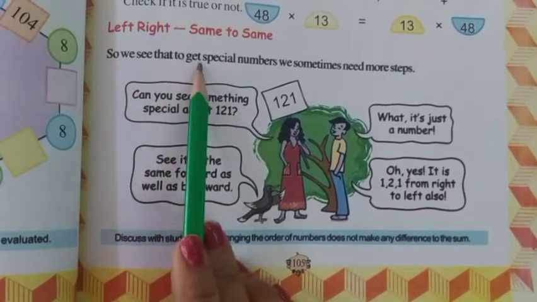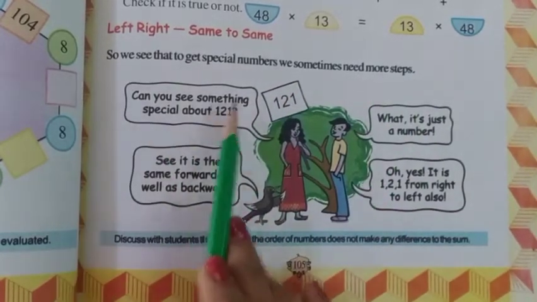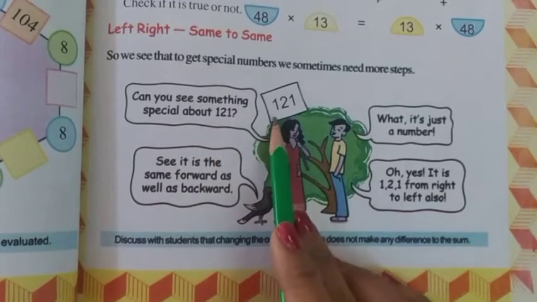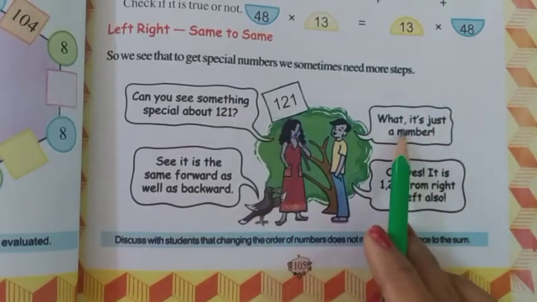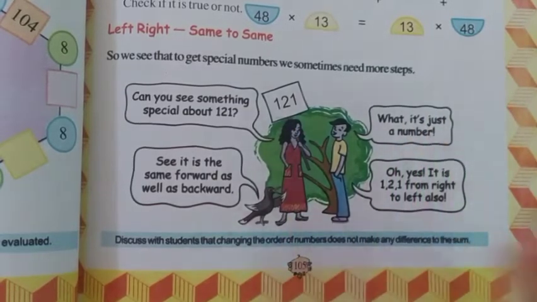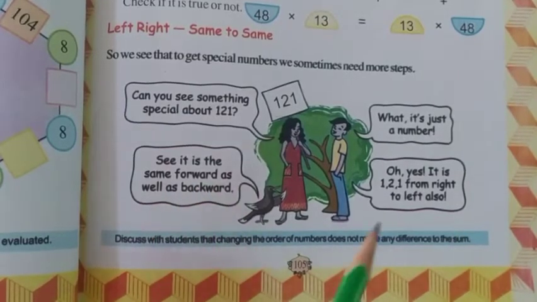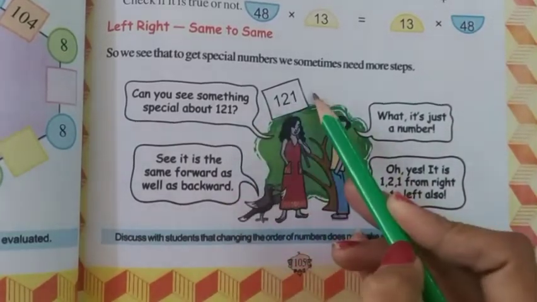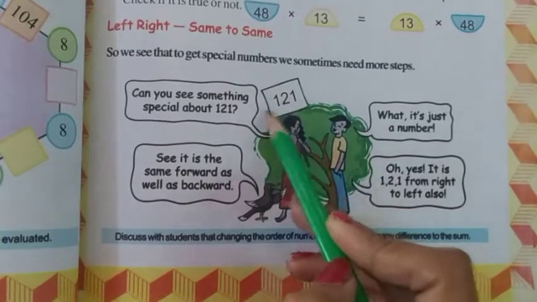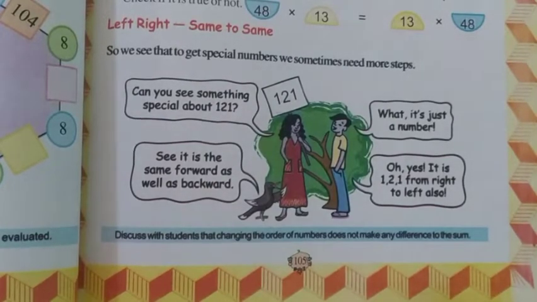So, we see that to get special numbers, we sometimes need more steps. Can you see something special about 121? What? It's just a number. See, it is the same forward as well as backward. Forward, backward. 1, 2, 1. And backward, 1, 2, 1. From right to left, also 1, 2, 1.